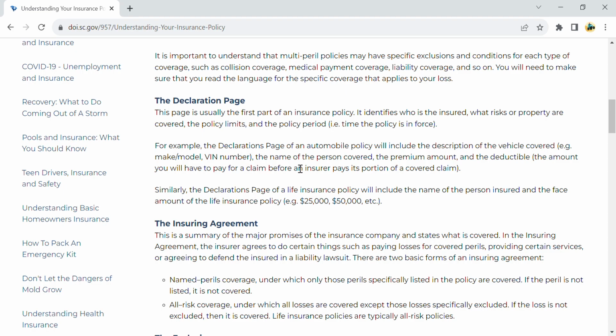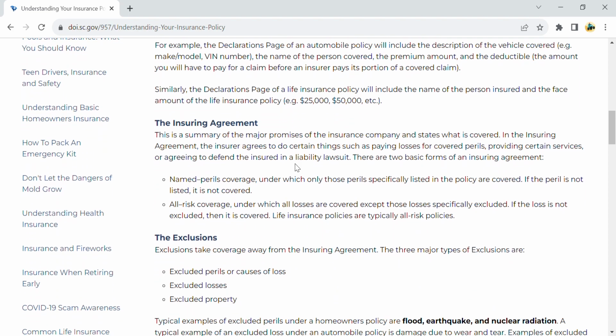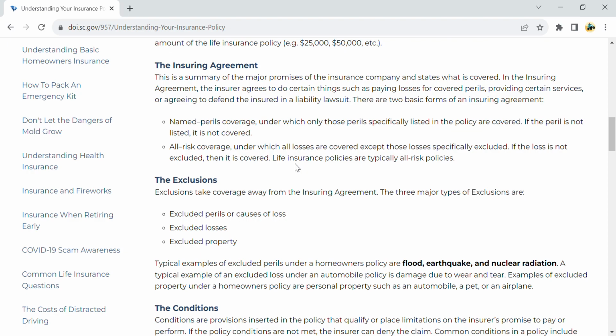Similarly, the declaration page of a life insurance policy will include the name of the person insured and the face amount of the life insurance policy, for example, $25,000, $50,000, etc. The insuring agreement. What is the insuring agreement? This is a summary of the major promises of the insurance company and states what is covered. In the insuring agreement, the insurer agrees to do certain things, like paying loss for covered perils, providing certain services, or agreeing to defend the insured in a liability lawsuit.